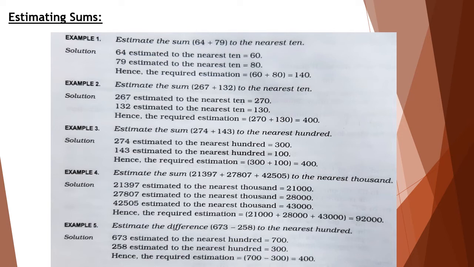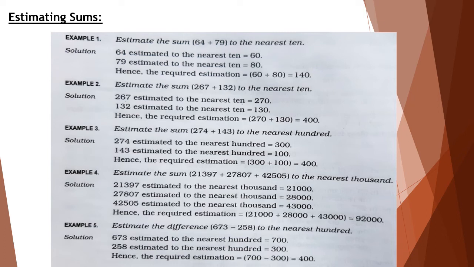In the third example, we have to do it to the nearest 100. So what we have to see? We have to see the tens digit. In 274, the tens digit is 7, which is greater than 5. So we are estimating to 300. And in 143, the tens digit is 4, which is less than 5, so it is 100. Now we will sum 300 and 100.